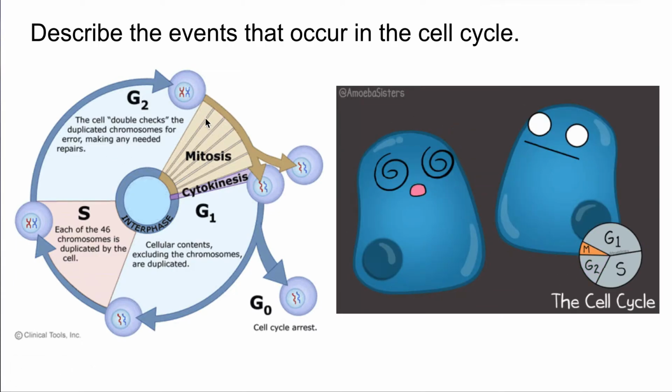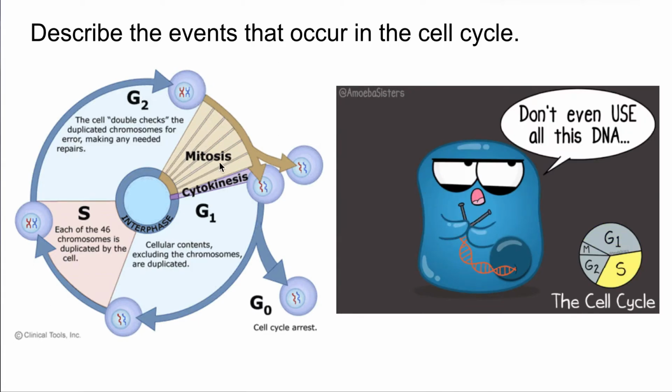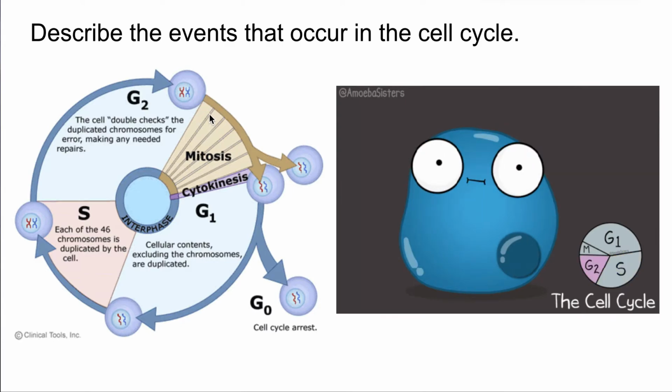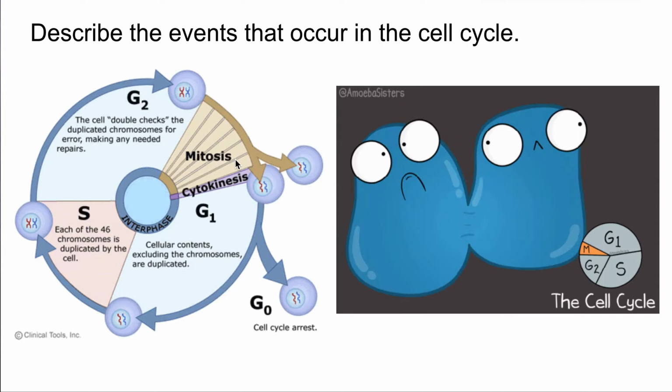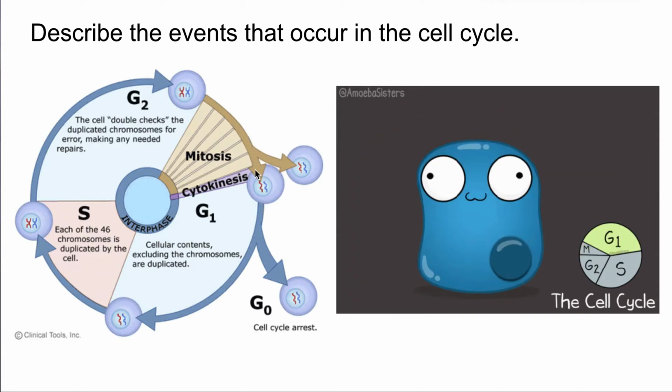enter into mitosis. If these checkpoints are met, then the cell is going to enter into mitosis, where the cell nucleus is going to divide. And then, of course, after the nucleus divides, then you have cytokinesis happen.